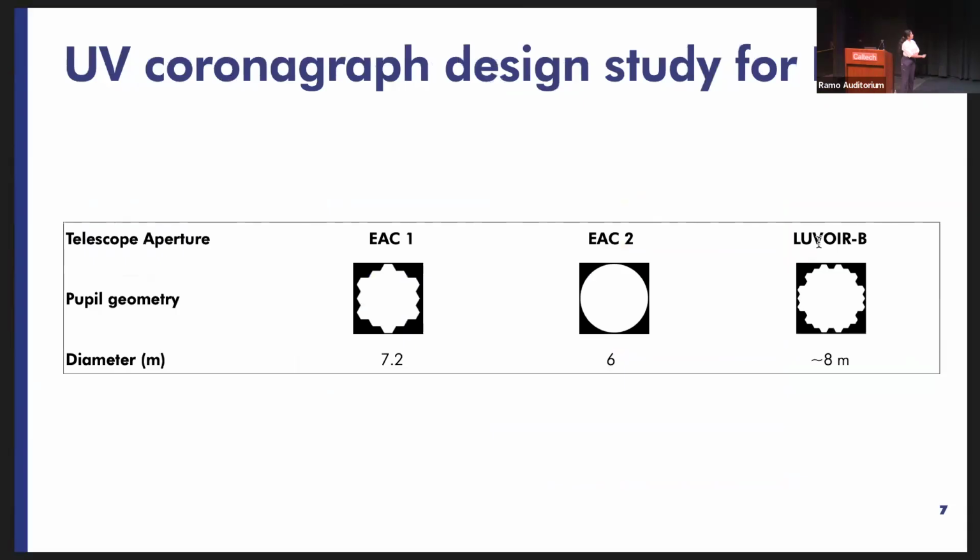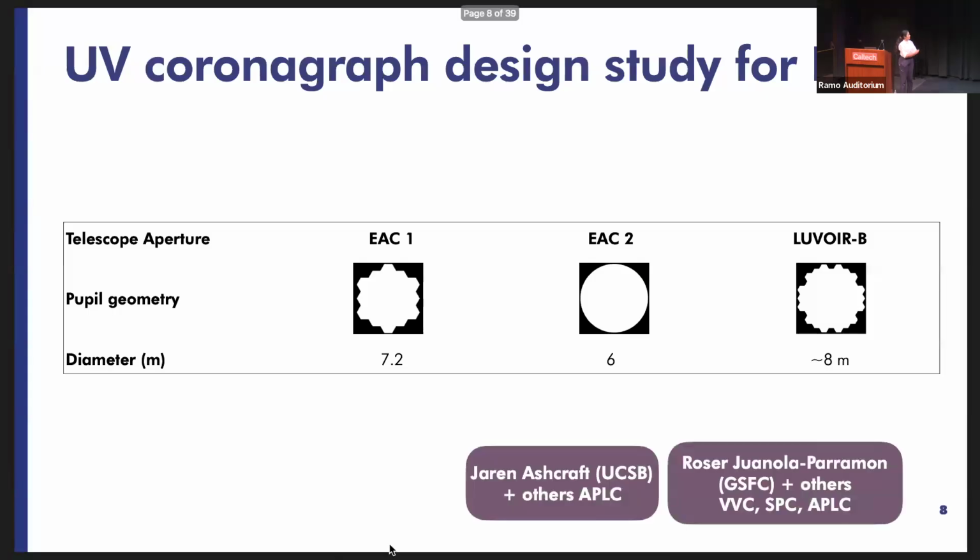Coming to the design study, we started with three telescope pupil geometries: the EAC1, 2, and the LUVOIR pupil, which is just the EAC1 with more segments. I also want to mention that there are other groups working on UV coronagraph design studies as well, and they're considering apodized pupils, VVCs, shaped pupils, and so on.